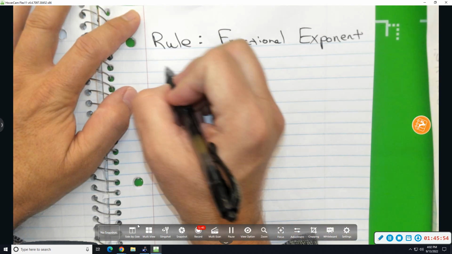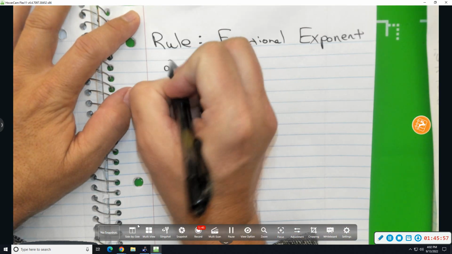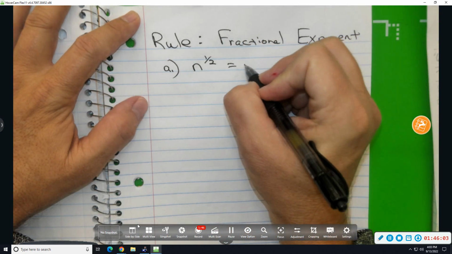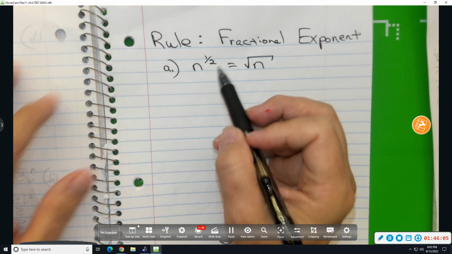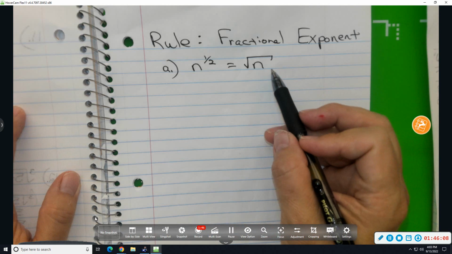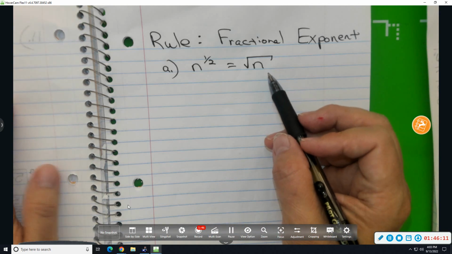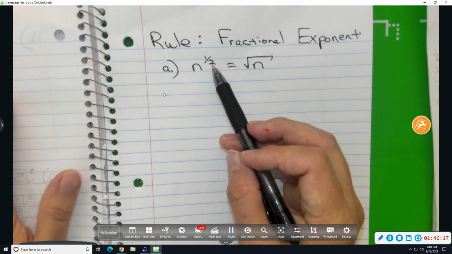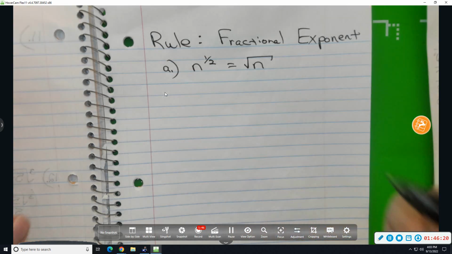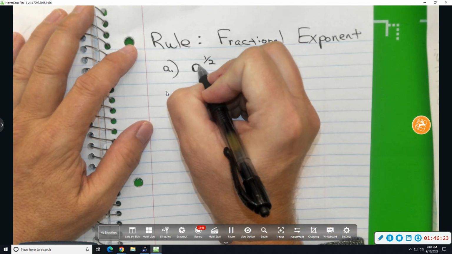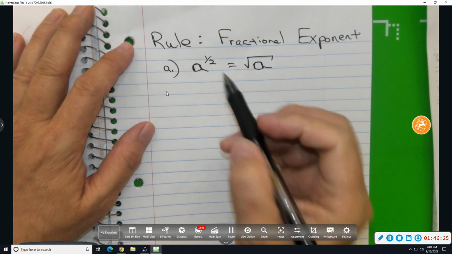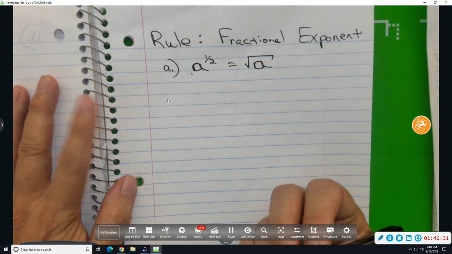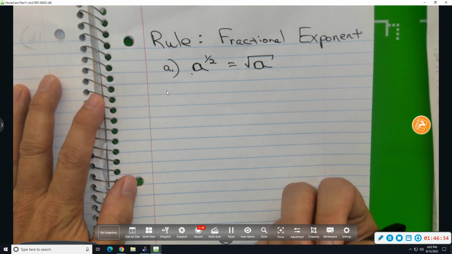Okay, I'm going to write two rules. The first one: a number to the 1/2 power is the same thing as the square root of that number. An exponent of 1/2 is just another way of expressing a square root. Suppose you have an exponent for that little denominator, something other. I should have used an A. A to the 1/2 is defined to be the square root of A. An exponent of 1/2 is just a fancy way of saying a square root.